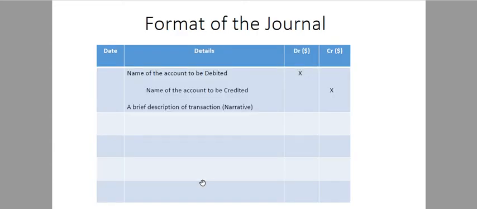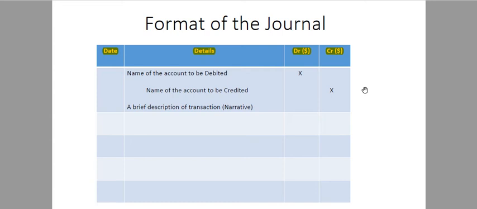So this slide here, you can see the layout of this journal. So let's see the columns. The first column is date. You know, all journals have date columns because journals record the transactions in order of date. Then all journals have a details column, and then there are two columns for the amounts, debit and credit.